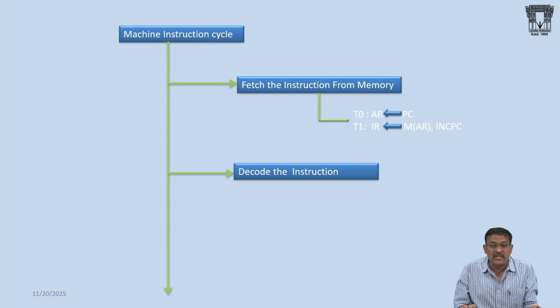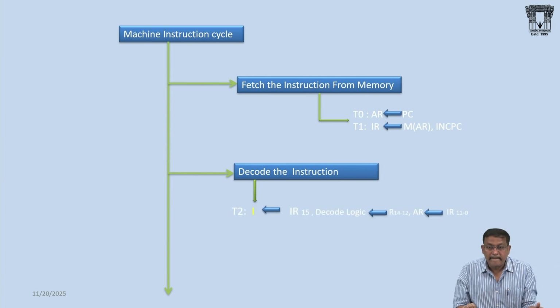The length of the machine instruction is bits 0 to 15. That means it is a 16-bit instruction. Bits 0 to 11 determine the address field. Bits 12, 13, 14, 15 are called operational bits. And this 15th bit, IR15, represents the mode of the instruction. So based on that, we have to decode the instructions.